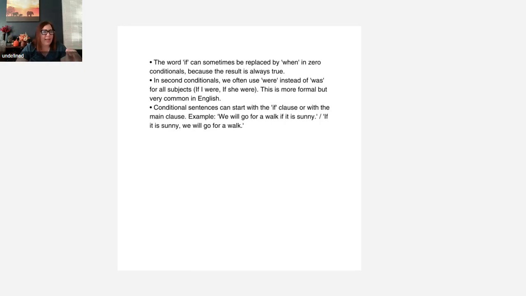When it comes to second conditionals, we often use were instead of was for all subjects. If I were, if she were, because this is more formal but very common in English.